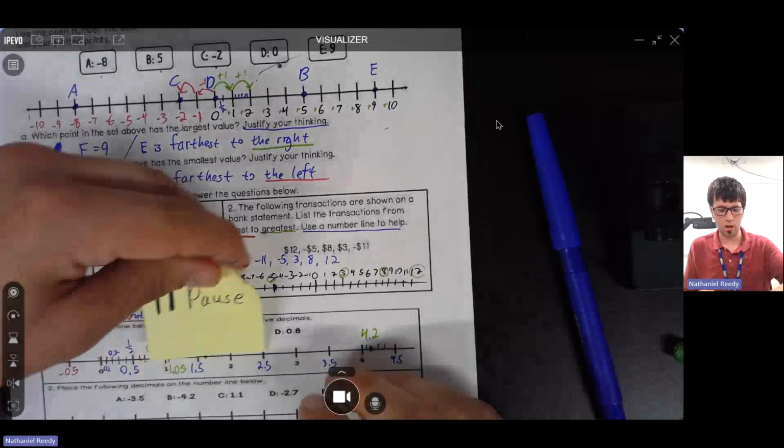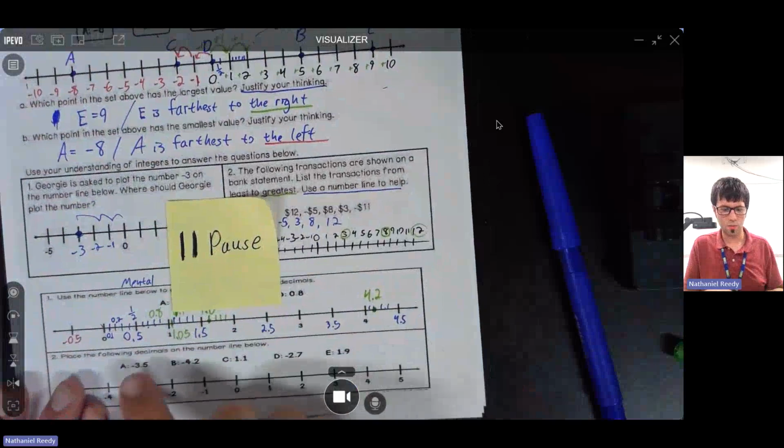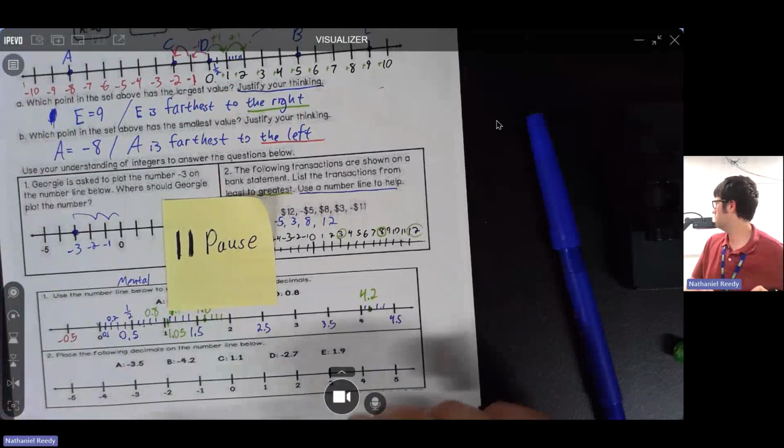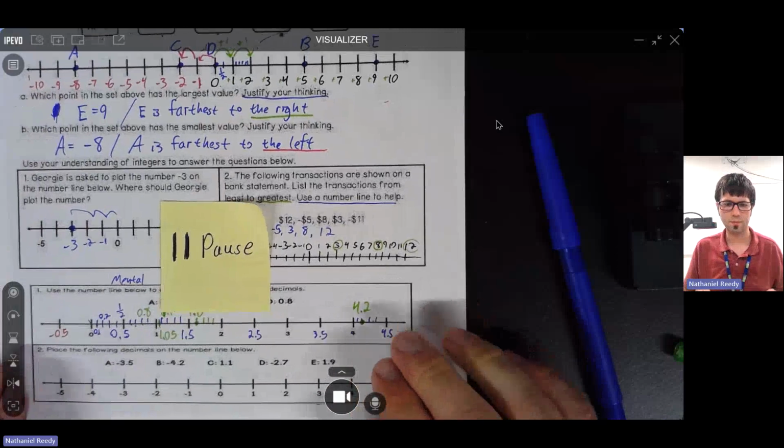So I'm asking you guys to pause the video and try these numbers here. And yes, there's some negative numbers in there, but just pause the video and see how you do with those numbers.